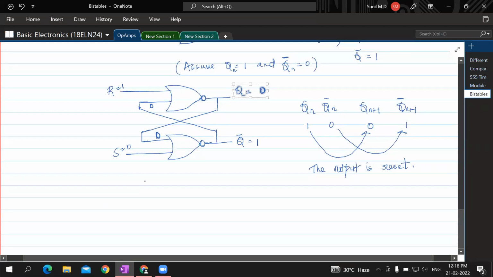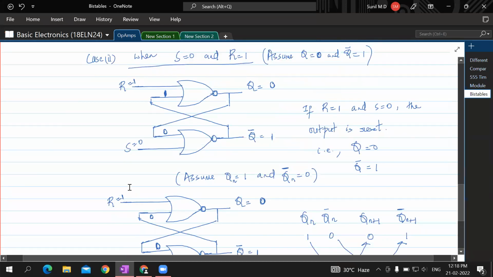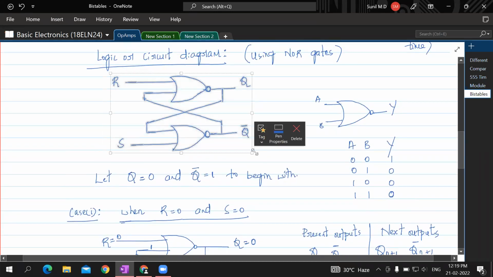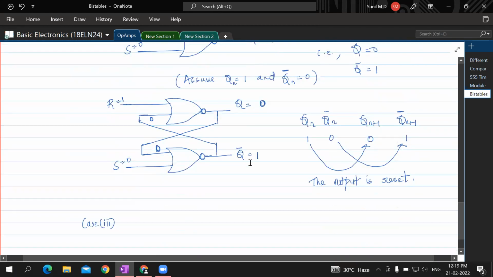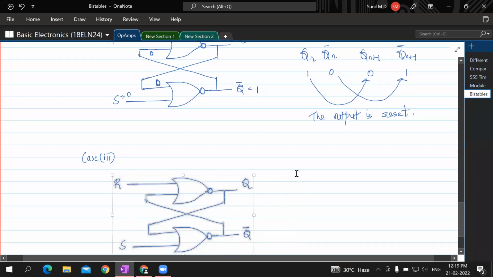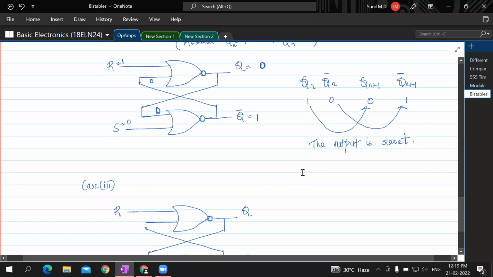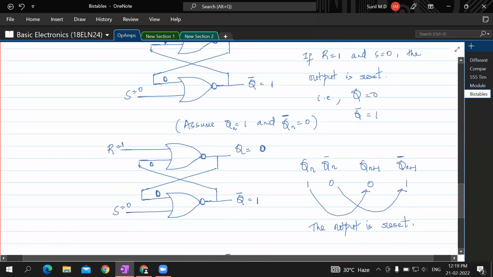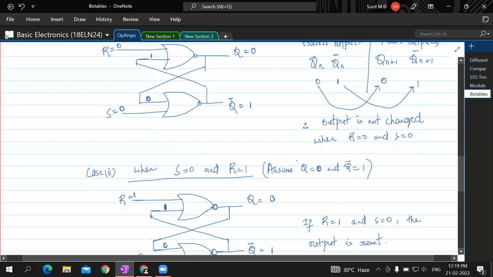So let's go with case 3. What is case 3, everybody? Case 3, let's move on. So this is what we shall take. This is case 3. Okay, and let's go from here. So what is it? Qn is 0, Qn bar is 1, present state. Okay, so these are all present states.